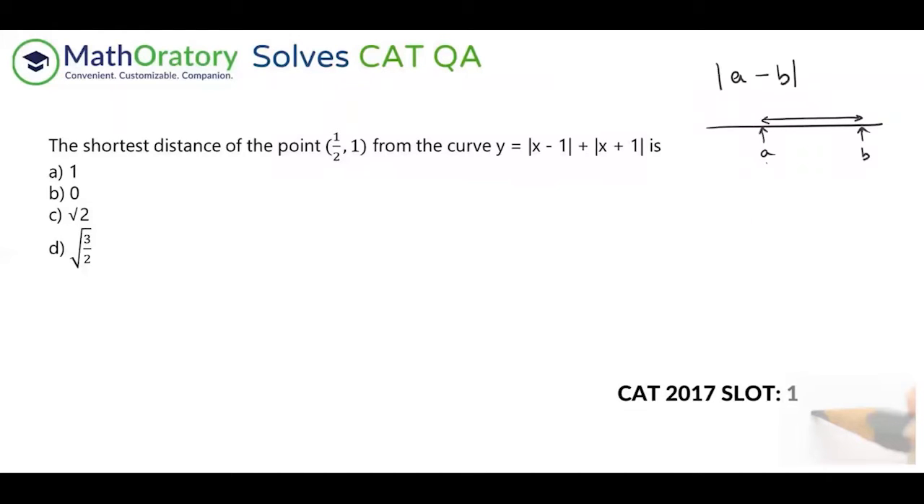You can evaluate this with some values. You can figure this out. That is what the meaning of this mod of a minus b is. It's the distance between these 2 points. So once you understand this, you can apply this idea in a lot of different problems. So let us apply this in this question.